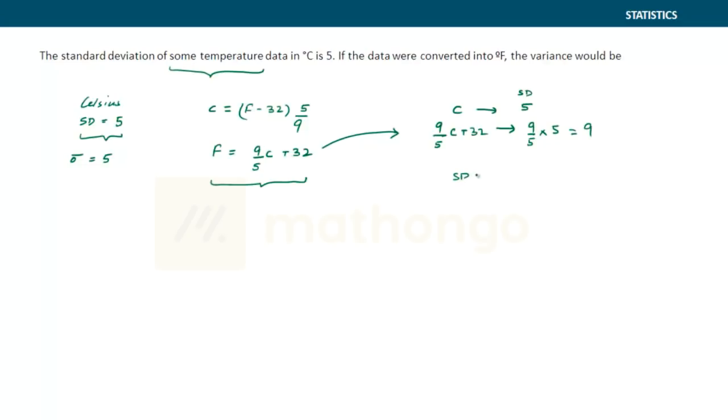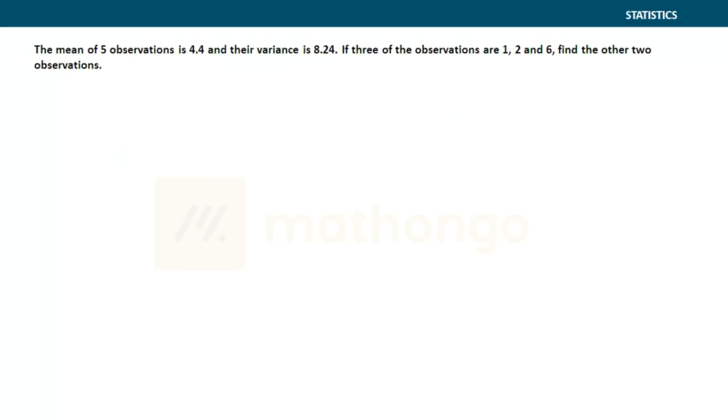So if the standard deviation is 9, what will be the variance then? Variance is nothing but the square of the standard deviation. So this comes out to be 81. This is the answer we were looking for or targeting straight away. Okay, very interesting problem. Now let's take the other problem.